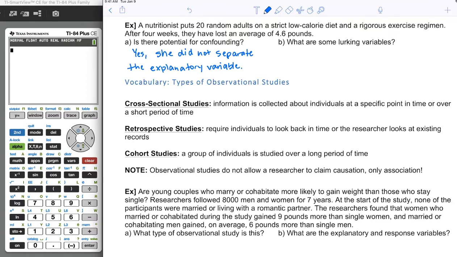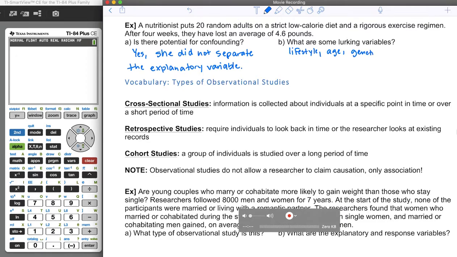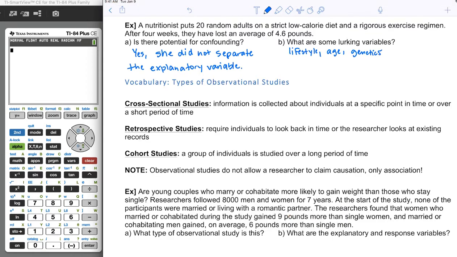Part B, what are some lurking variables? Okay, so we're talking about weight loss, so some things could be lifestyle, age, genetics. There are plenty of lurking variables that were not considered in this study.